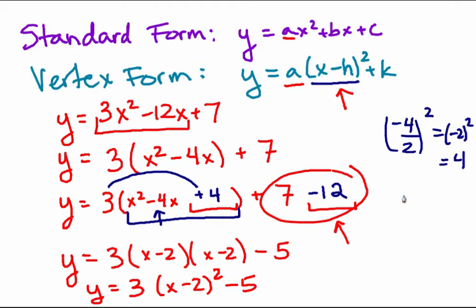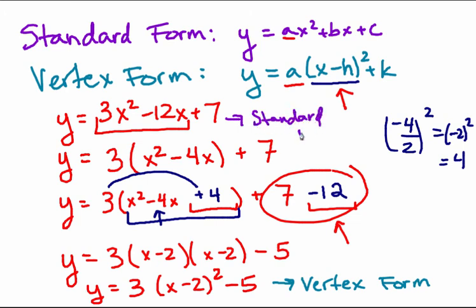That is now in vertex form, and we got there by transforming this standard form equation with the process of completing the square. Notice, as I said before, that this 3 and this 3 are the a value, and they are the same no matter whether you are in standard form or vertex form.